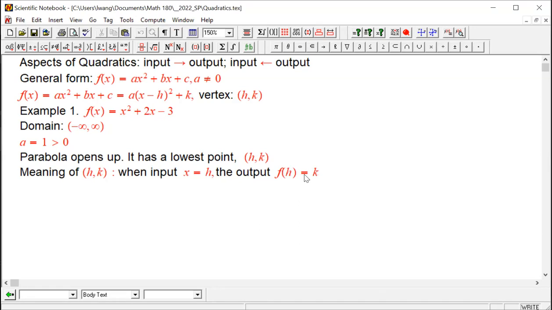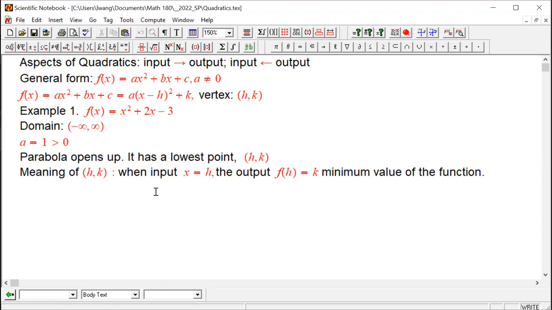What does this mean? This means that when x equals h, when the input is h, the function reaches its minimum in this case. Okay, so this is the minimum value of the function. It's also the minimum output, okay? So just keep going. You may not completely understand this, but you're going to understand it better as we keep going, okay?